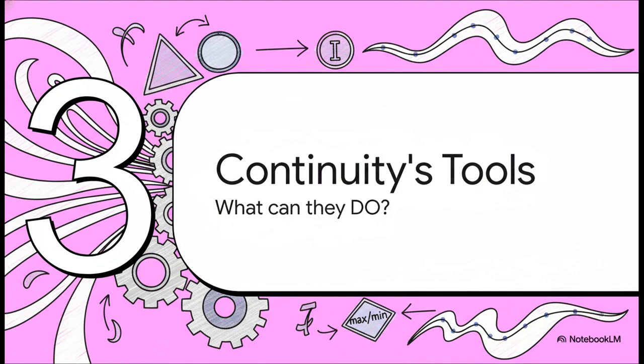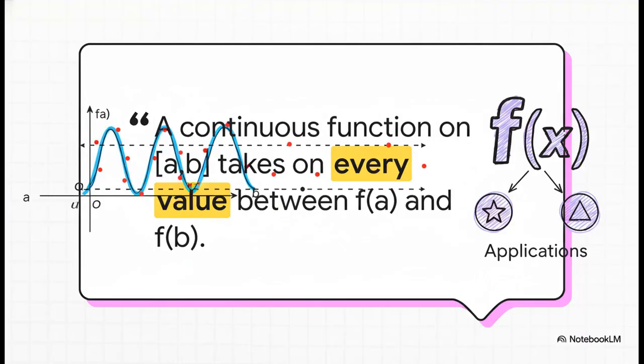The really cool part is what continuous functions let us do. Their smooth, predictable nature unlocks some seriously powerful tools in mathematics. And that brings us to the star of the show, the intermediate value theorem, or IVT. Now, I know it's a bit of a mouthful, but the idea behind it is actually pretty profound. It guarantees that a continuous function can't just skip over values. It has to hit every single point between where it starts and where it ends.